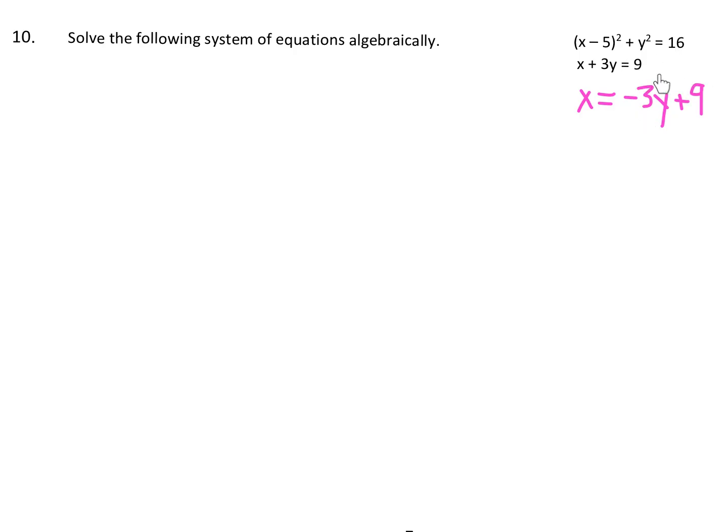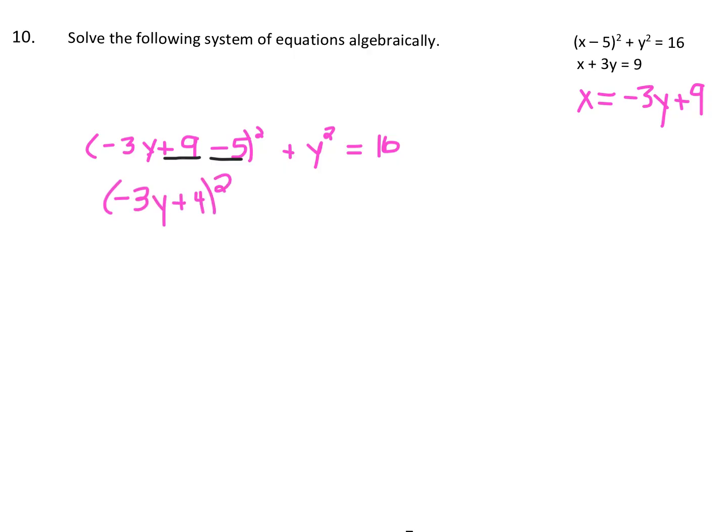So now I'm going to take the -3y plus 9, and I'm going to put that in place of this x in the first equation. Okay, so just to reemphasize that, I took the -3y plus 9 and put it where this x was. So I have -3y plus 9, and then I took the rest of this equation and brought it down. So just like the others, I'm going to first combine my like terms, right? It's going to make my life easier if I combine these before I decide to write out my parentheses twice. All right, so that's going to leave me with -3y plus 4, right? 9 minus 5 is 4, squared, plus y squared equals 16.